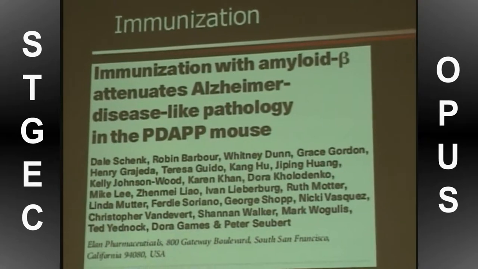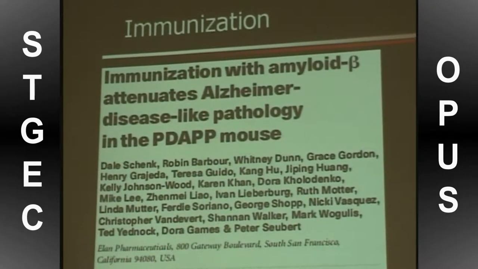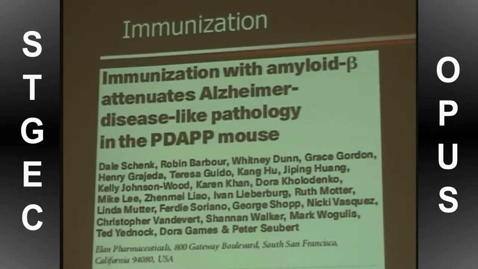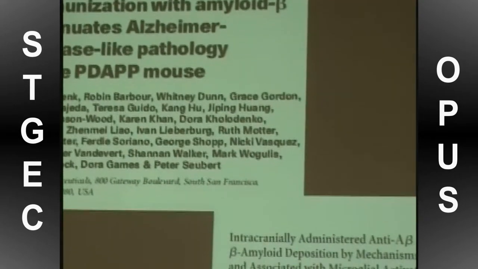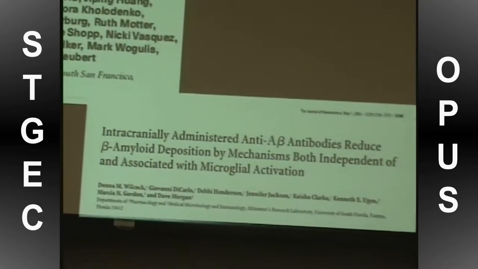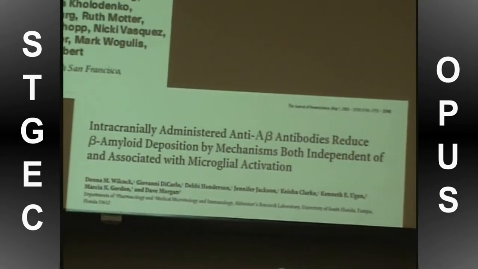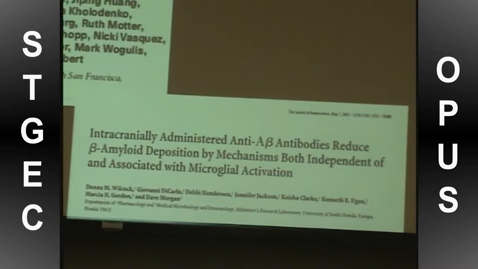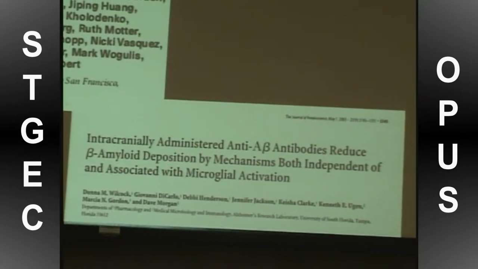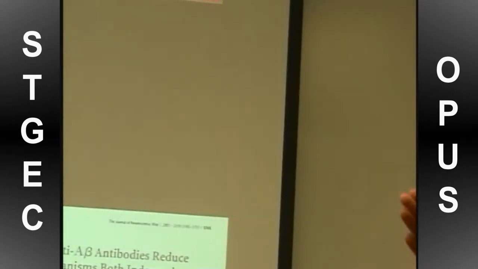Since then, people have used different immunological approaches to try to clear these A-beta deposits. One of them, by David Morgan in Florida, showed that a single administration of an anti-A-beta antibody directly into the brain of transgenic mice is enough to clear these A-beta deposits. So we used this approach as a tool to decrease A-beta in the brain and see how that would affect the tau pathology.